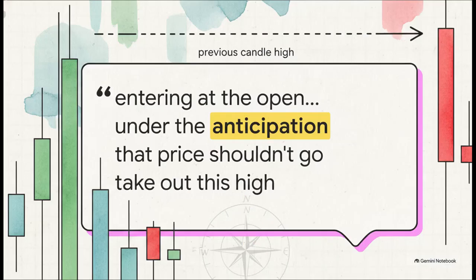I think the core psychology here is captured perfectly in a quote directly from our source material, "I'm just entering at the open," under the anticipation that price shouldn't go take out this high, right? You are making a conscious, deliberate decision not to wait for a lower time frame confirmation to form a wick. You are actively trusting the structural setup that has already proven itself in the previous candle. If the market is genuinely going to move, that high simply shouldn't be breached, period.